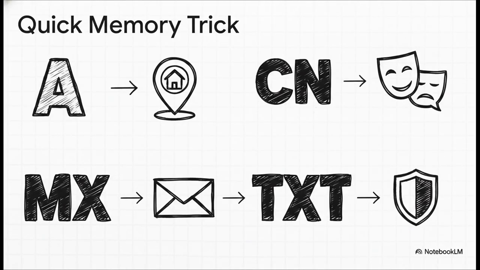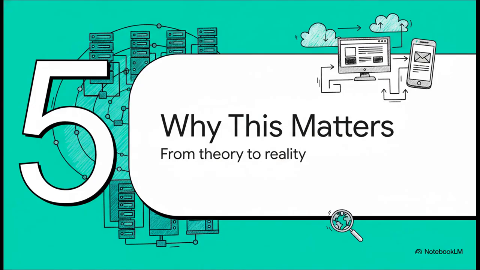Okay, I know that was a lot of acronyms, so here's a quick cheat sheet. A is for address, the website's location. CNAME is for canonical name, which is just an alias. MX is for mail exchanger, directing your email. And TXT is for the text used in those security handshakes. Easy enough, right?